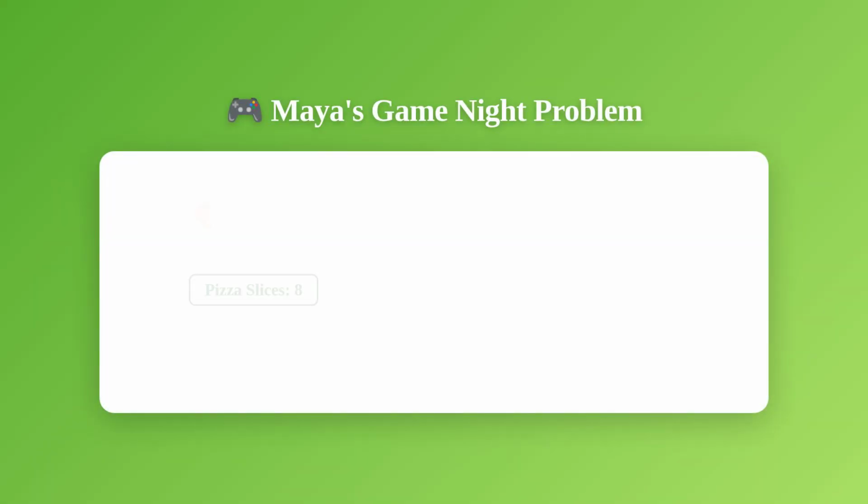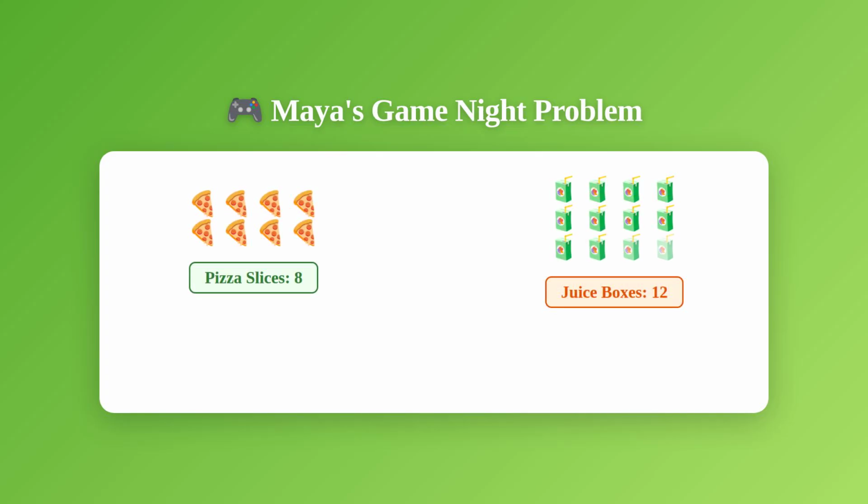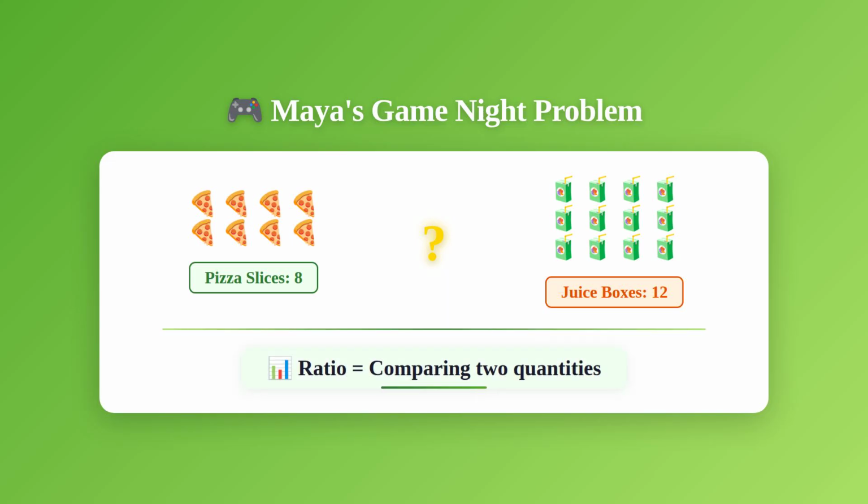So here's Maya's situation. She's ordered 8 pizza slices and 12 juice boxes for game night. Her teacher asks, "Maya, what is the ratio of pizza slices to juice boxes?" Maya stares blankly. Sound familiar? Don't worry, that's exactly what we're about to fix.